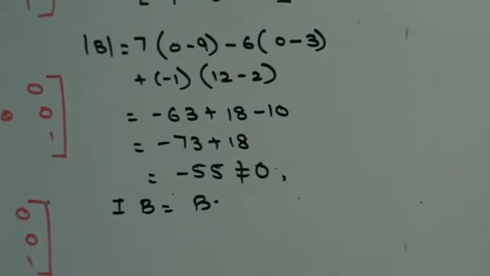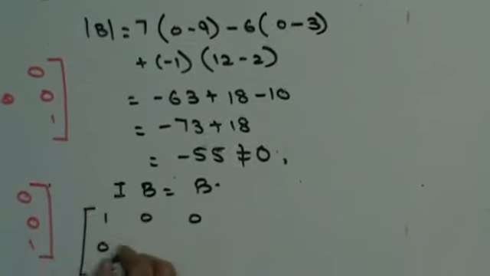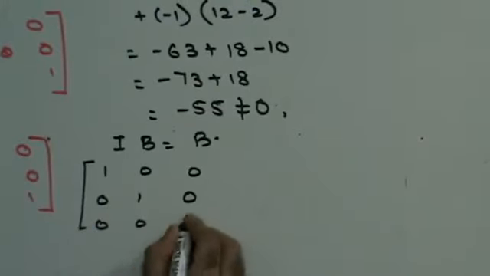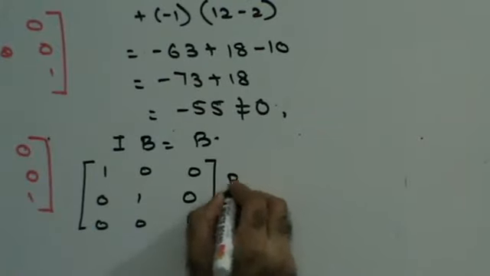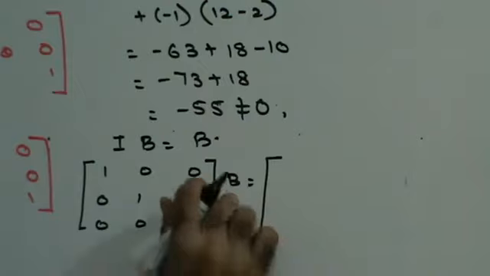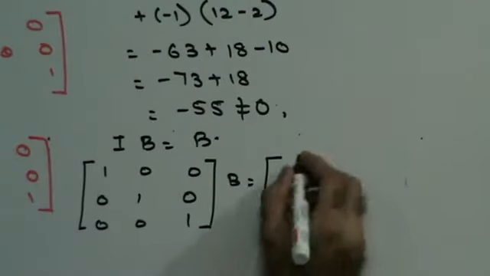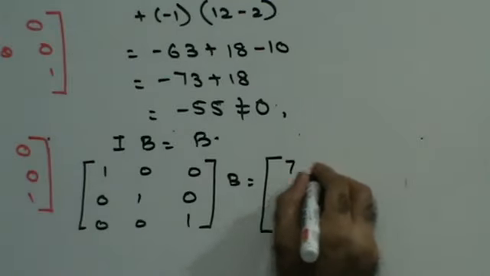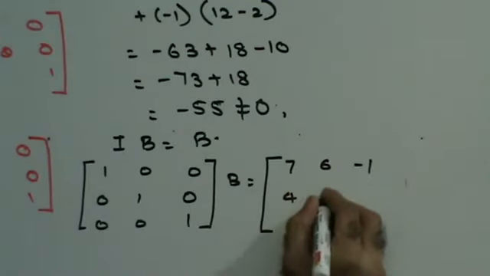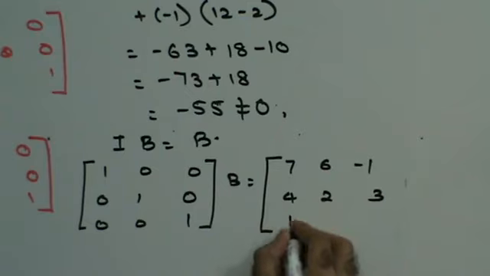1 into B should give you B. 1 can be written as the identity matrix, 1 0 0, 0 1 0, 0 0 1, into B. I'm not substituting the value of B here, but I'm substituting the value of B on the right hand side. So the value of B is 7 6 minus 1, 4 2 3, 1 3 0.